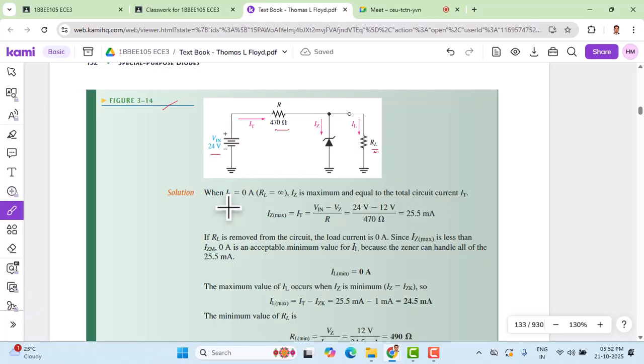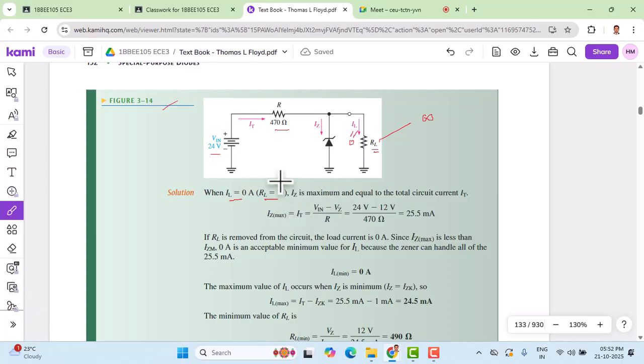Let's assume a no load condition, where RL is infinity. If we make RL infinity, what will be the load current? The load current becomes equal to 0. IL is 0, and IZ now becomes maximum and equal to the total current. Since RL is infinity, IL is 0, so IT becomes equal to IZ. So let us calculate IZ max, which is equal to IT.